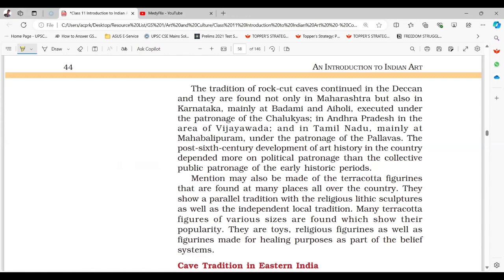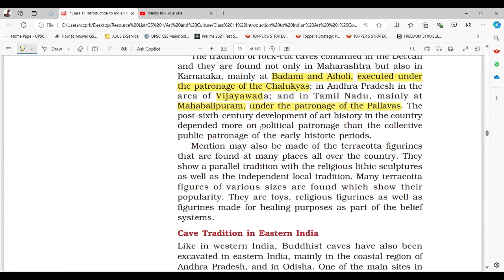The tradition of rock cut caves continued in the Deccan and they are found not only in Maharashtra but also in Karnataka, mainly at Badami and Aihole, executed under the patronage of Chalukyas. In Andhra Pradesh, in the area of Vijayawada, and in Tamil Nadu, mainly at Mahabalipuram, under the patronage of Pallavas. The post 6th century development of art history in the country depended more on political patronage than the collective public patronage of the early historic periods.